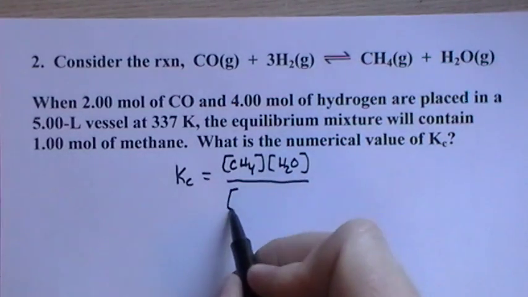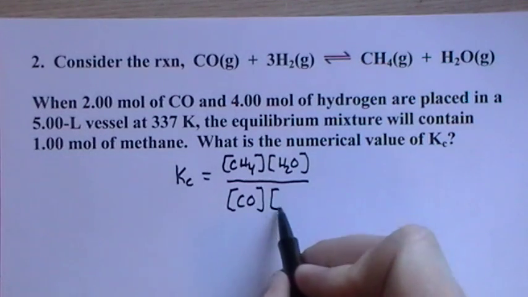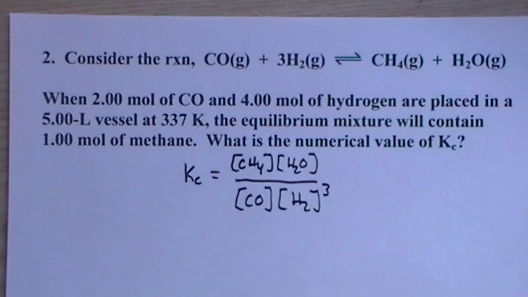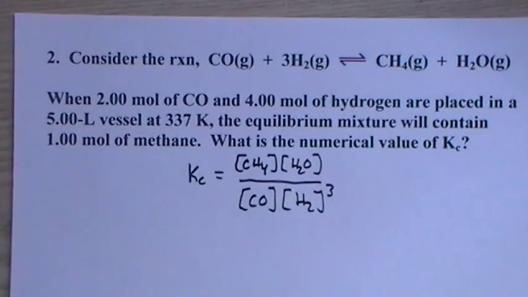Hydrogen there. They're square brackets, so that means moles per liter. Whenever you see the square brackets, that means concentration, and we always use units of moles per liter. Well, they said that we have 2 moles of CO, 4 moles of hydrogen, and 1 mole of methane at the end in a 5-liter vessel.